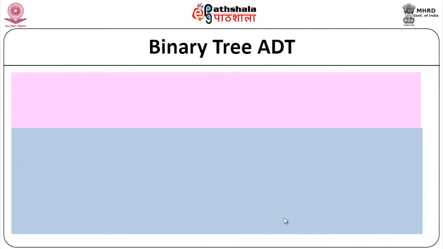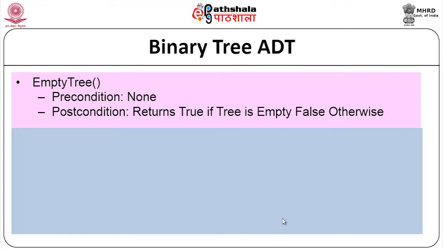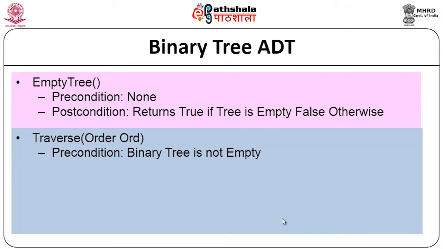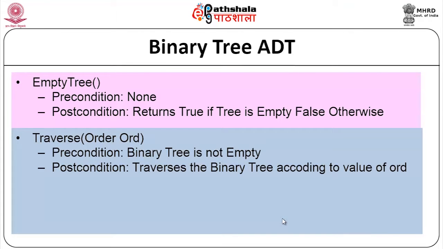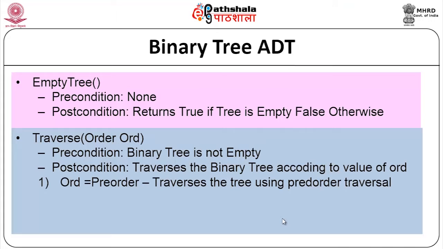So, that is the binary tree ADT. I have an empty tree, the precondition is no precondition, post condition is returns true if the tree is empty, false otherwise. Traversal, I can give the order and the ordinal. So, precondition binary tree should not be empty, post condition is traverses the binary tree according to the value of the ORD. ORD is the order you want, it could be pre-order, it could be in order, it could be post order, it could be level by level also.